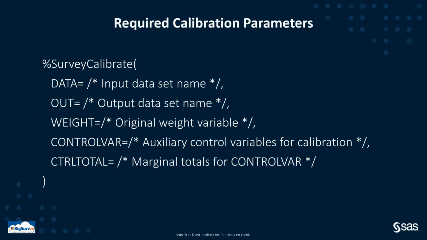These are the five parameters you must specify when calling the macro. It's obvious that you should have an input dataset, and you need to provide a name for the output dataset so you won't overwrite your original dataset. Of course, you need to have a weight variable that contains the sampling weights which you will calibrate, as well as the control variables and their known totals for calibration.